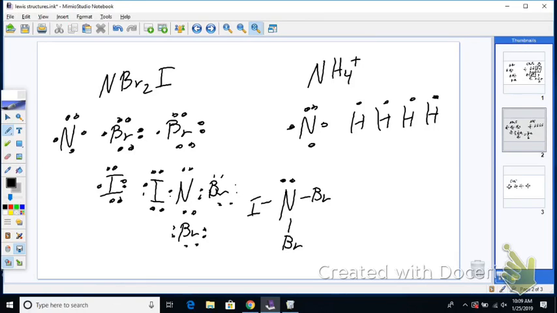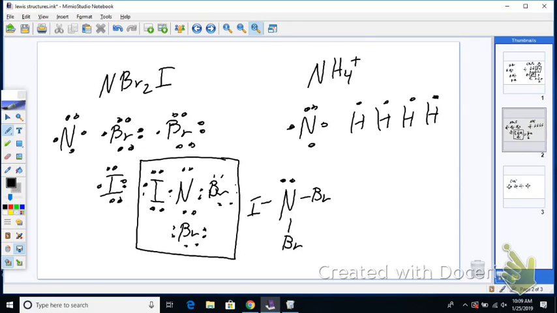Is that what you have for the second one? Okay, this is really messy. It's hard to see what's going on when you've got all those dots. But you can look at the individual ones. Look at bromine: does it have 3 before and after? Yeah. Iodine, does it have 3 before and after? Yeah. Nitrogen, does it have 1 before and 1 after? Yeah.